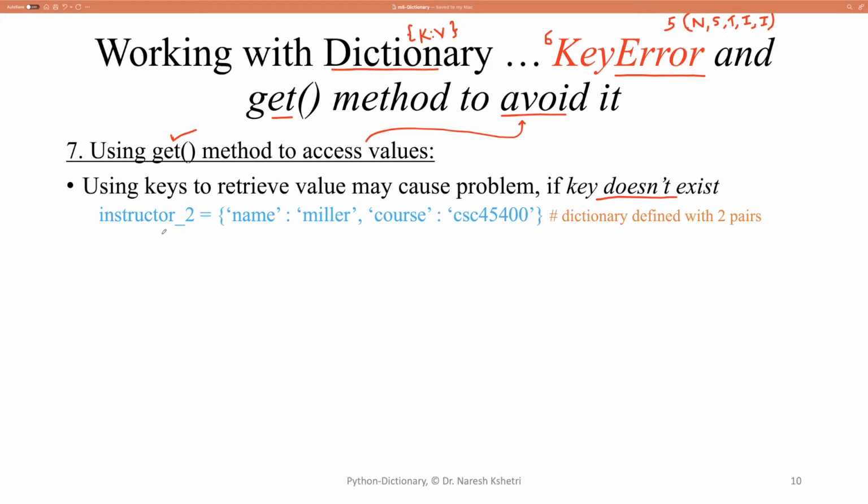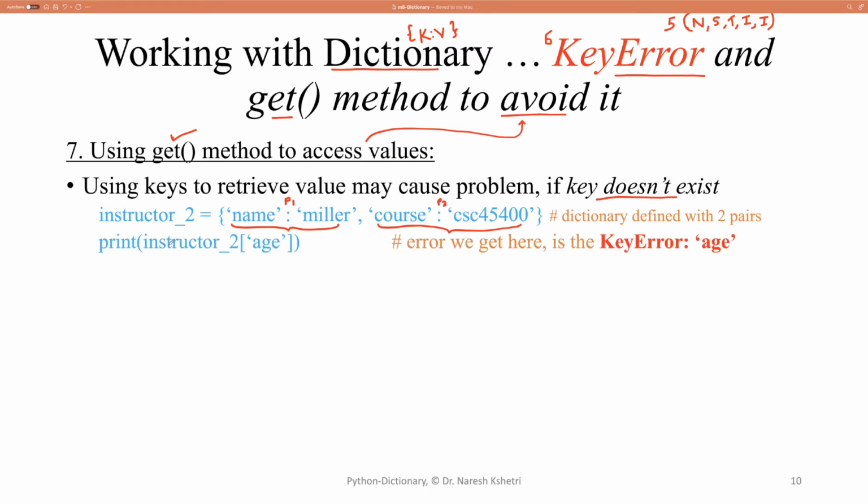So for example, here is a dictionary with 2 pairs. This one is the first pair, and this one is our second pair, defining the course, each with a value. But we may try to access a third key. This one is key 1, this one is key 2, and we don't have a third key such as age, but if we try to access it, then we will get the key error. So in this way we generate the key error.